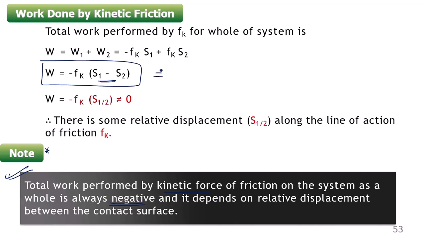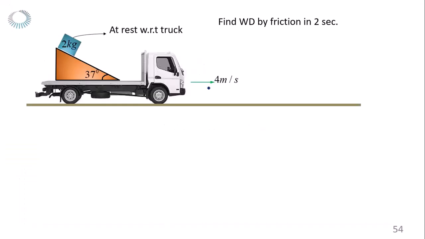So I can write W equals minus Fk into (S1 minus S2), where the displacement of 1 is more than 2. So 1 is displacing more than 2. That means the work done number becomes negative. So as a whole, on the system, work is always negative, because there is some relative displacement S1 minus S2 along the line of action of the friction. Because of that, work done is always there. That value is not equal to 0, but more precisely, that value is negative.